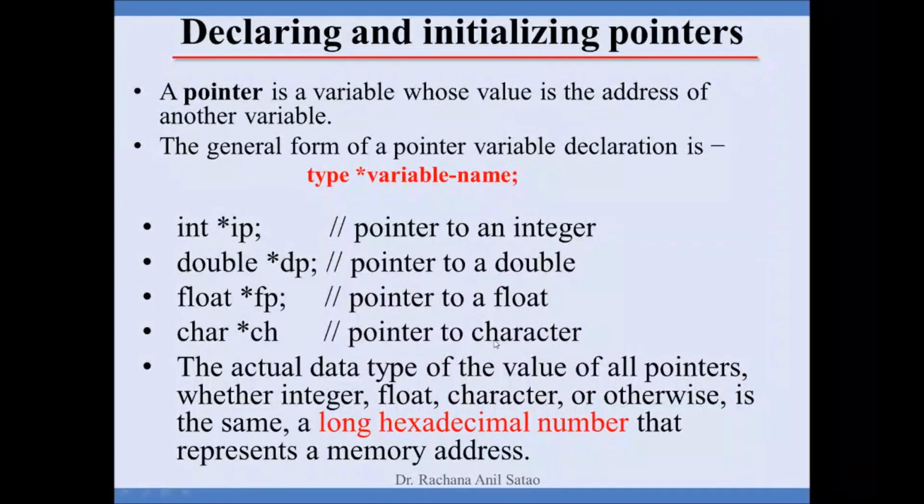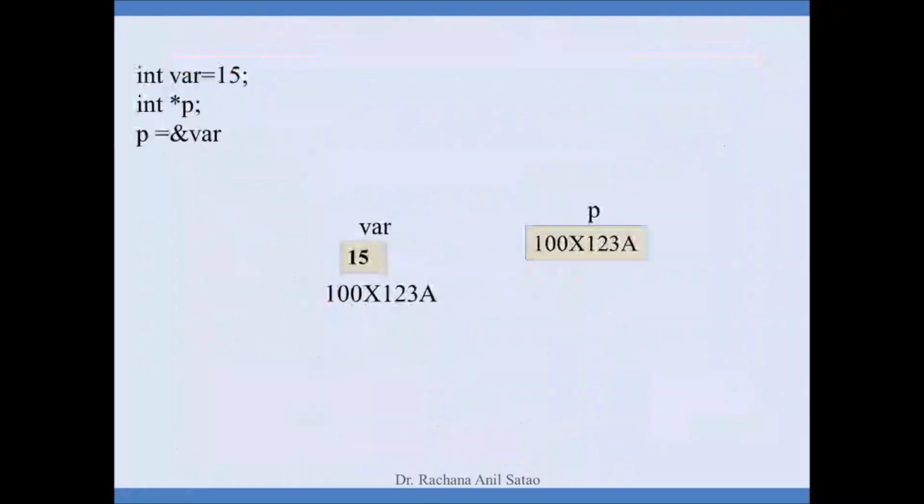Now, what does an actual pointer variable contain? As a pointer variable contains addresses, these addresses are in the form of long hexadecimal numbers. Memory addresses are in the form of long hexadecimal numbers. Let us see, if we declare a normal variable and a pointer variable, what is the difference? Here on the slide, we have a normal declaration statement like integer var equal to 15. This line says declare a variable var and its value is 15. In the diagram we have the var variable, its contents are 15, and there is some address associated with it which is given by the memory.